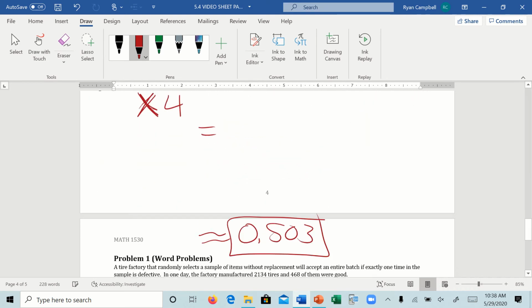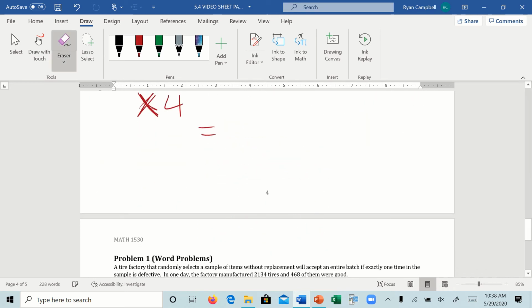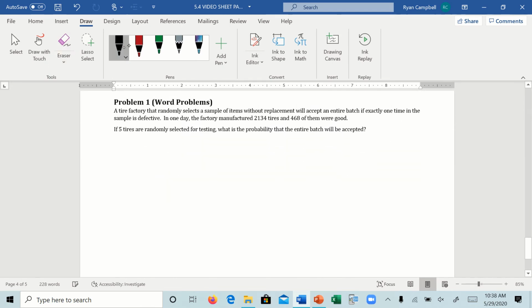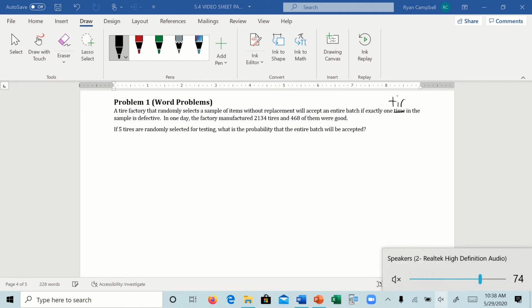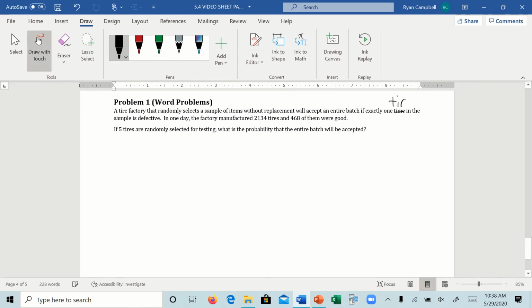All right, last problem for this section. So a tire factory selects a sample of items without replacement. They will accept an entire batch if exactly one tire in the sample is defective. Sorry, that should say tire. Exactly one tire in the sample is defective. All right.